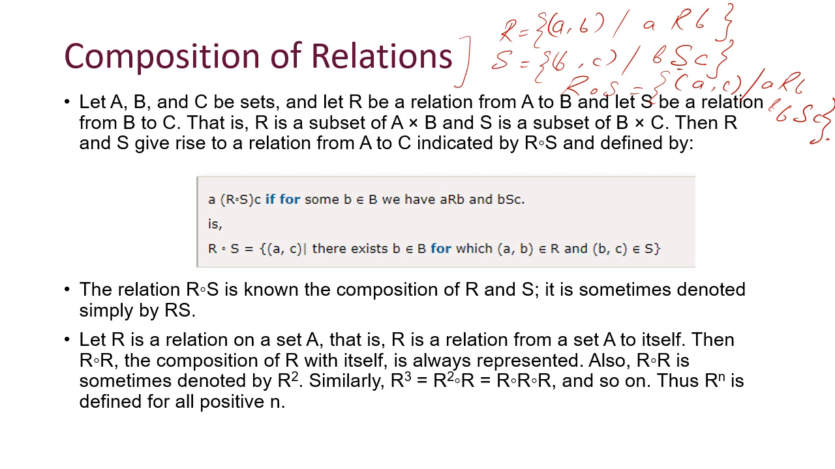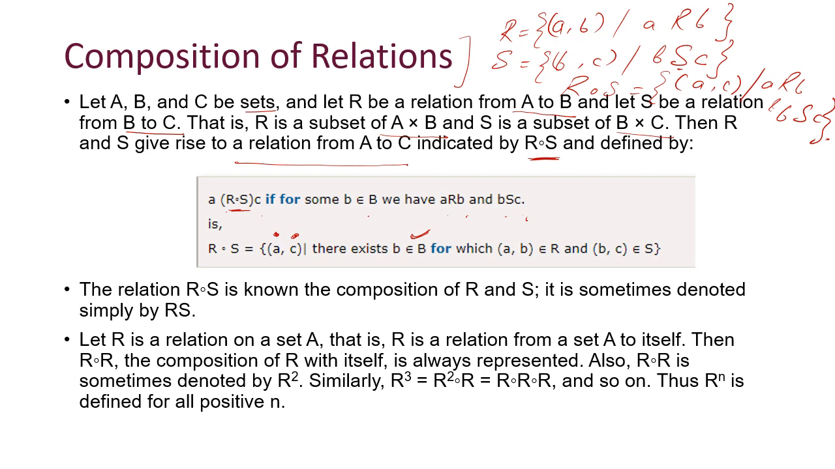Right? Let A, B and C be sets. Let R be a relation from A to B and S be a relation from B to C. That means R is a subset of A cross B and S is a subset of B cross C. Then R and S can give rise to a relation from A to C indicated by R composition S and defined by A related to C if for some B we have A related to B and B related to C. Right? There must exist an element B which is related to A as being its second element and which is related to C as being the first element.